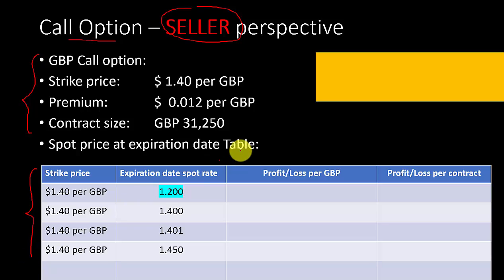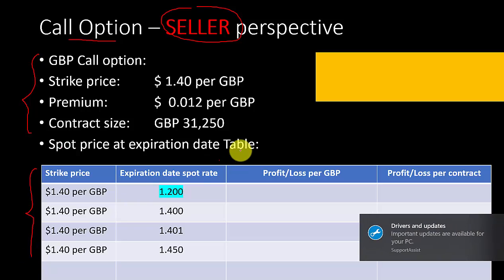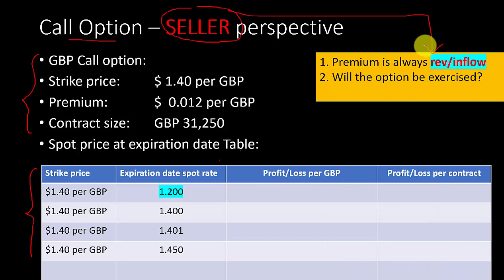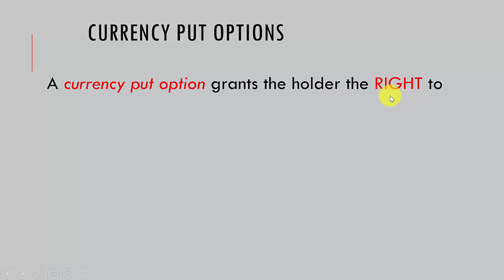scenario table. Before doing the math, I have to remind you that, first of all, for the seller, the premium is a revenue or cash inflow. You always have to answer the question: will the option be exercised or not? Okay, now we can do the math.